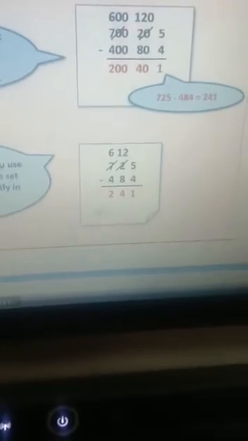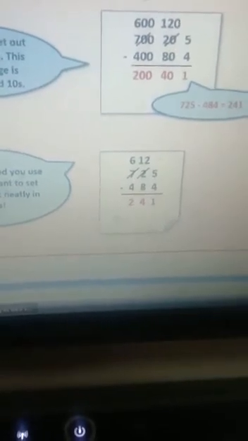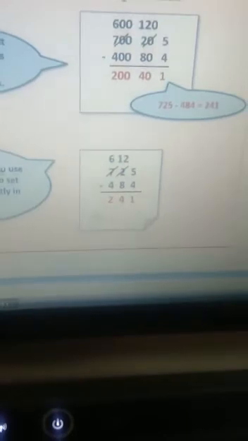And underneath, you see that the tens need to be borrowed from the hundreds to make 2 into 12, or 120, and so forth.